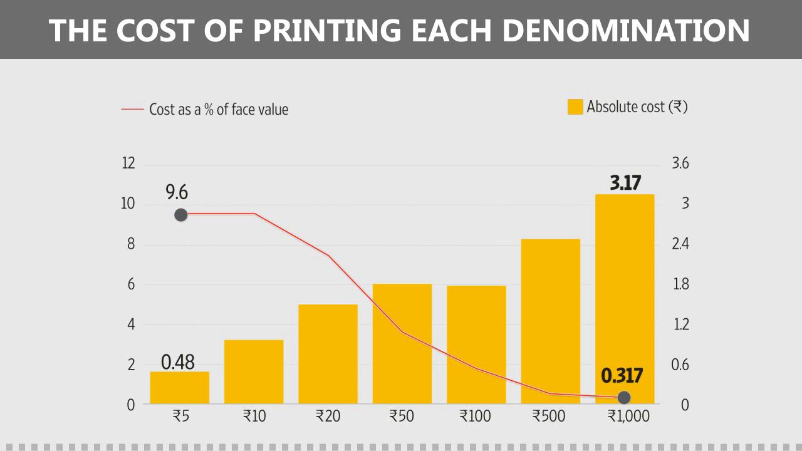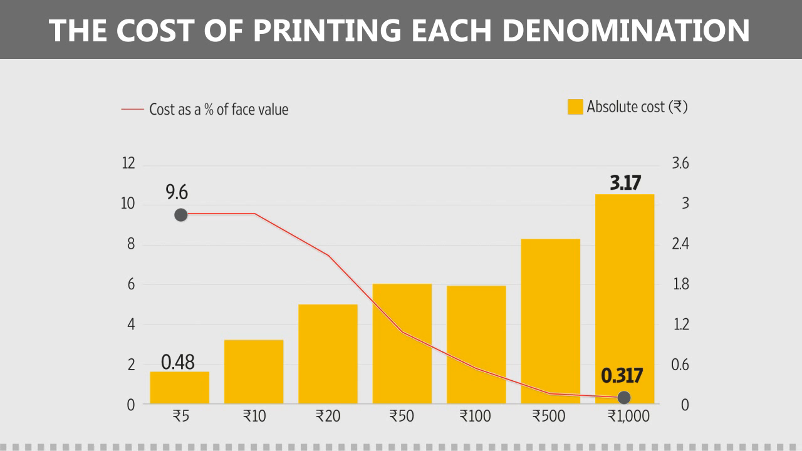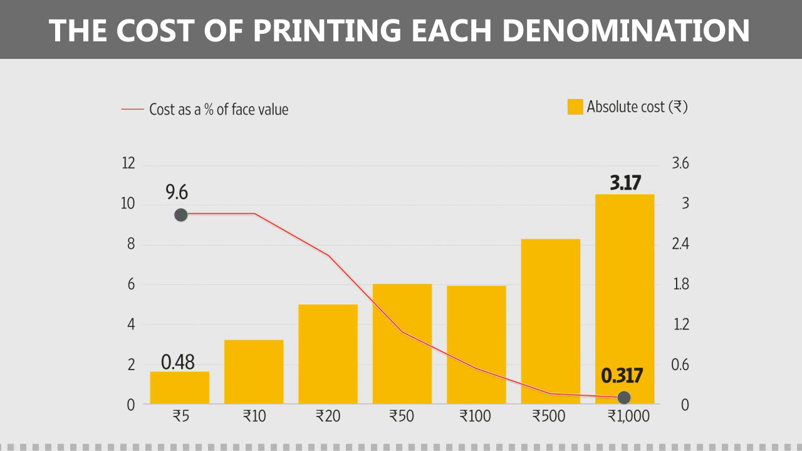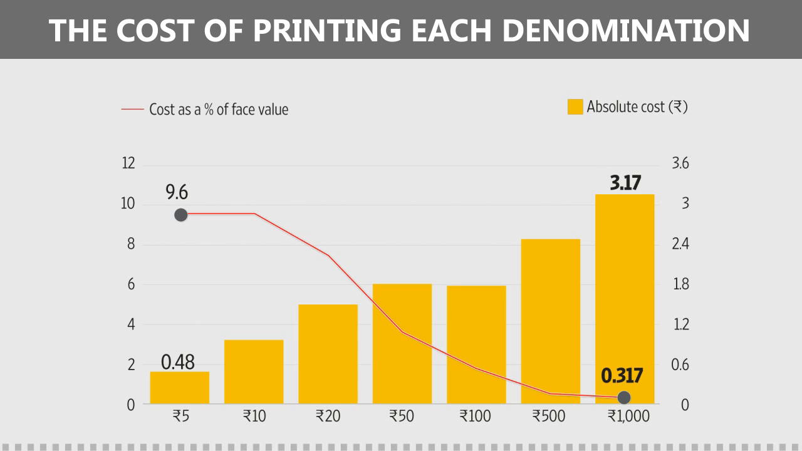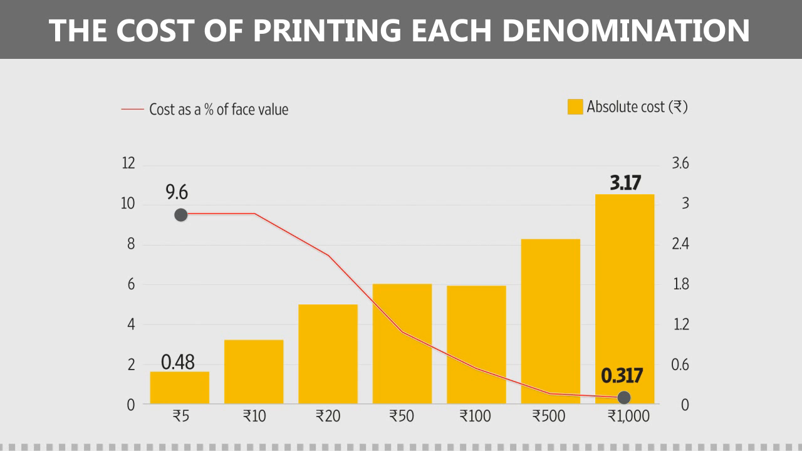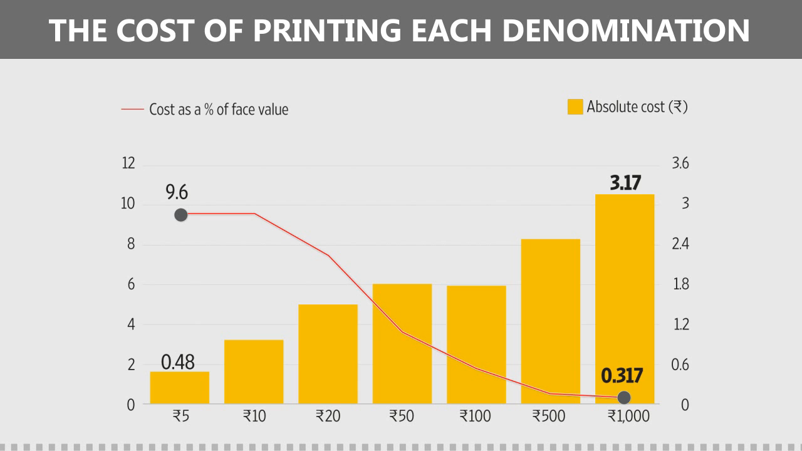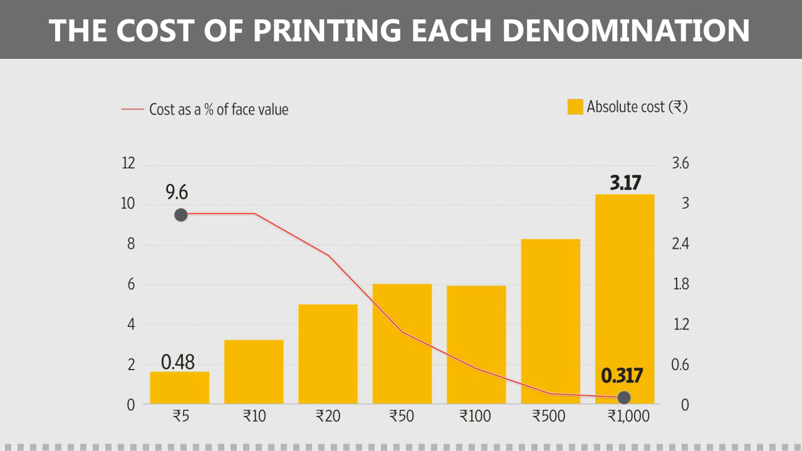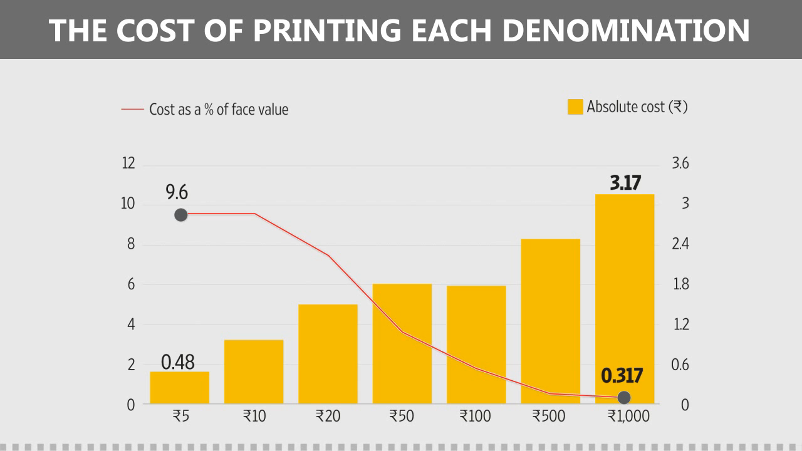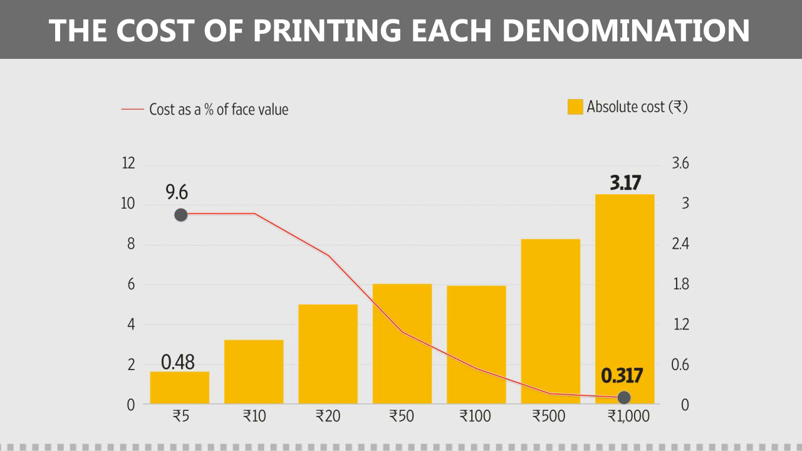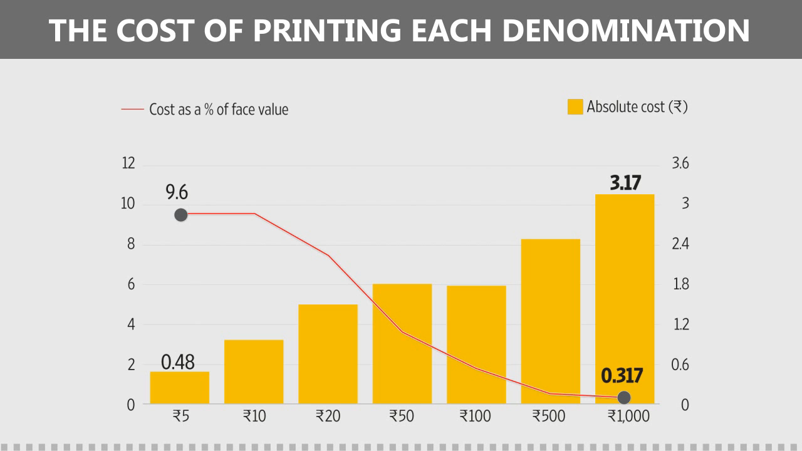This can be explained by the fact that higher denomination notes require more complex security features embedded in the note. However, the cost of printing a note as a percentage of its value is higher for notes of lower denominations. For example, the cost of printing a 10 rupees note is almost 10% of the value of the note, whereas the cost of printing a 100 rupees note is less than 2% of its value.